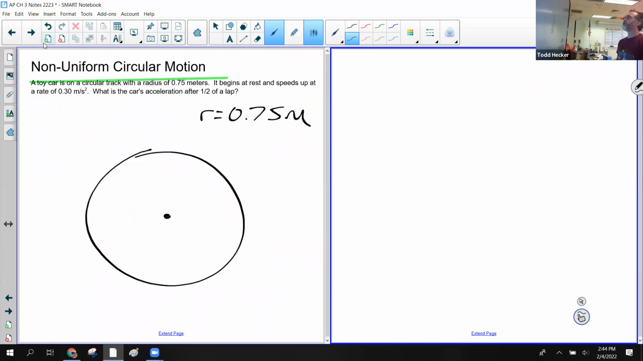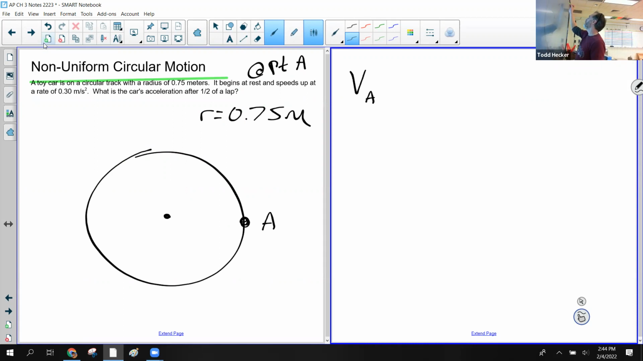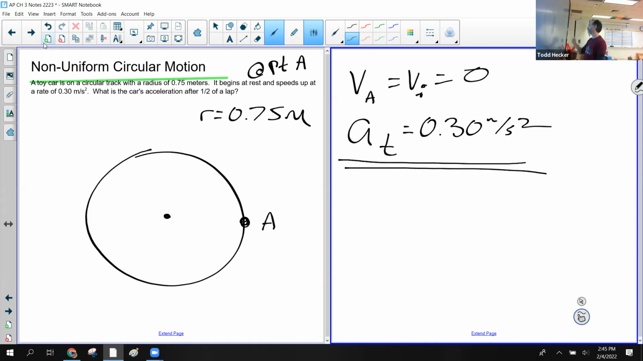All right. Let's see. It begins at rest. I'm wishing that I'd written this problem a little bit differently. Let's suppose that it begins at rest at point A. I'm going to go ahead and put point A right here. All right. So there's point A. It's going to begin at rest there. Okay. So the velocity at point A, i.e. our initial velocity, is 0. All right. And then it speeds up at a rate of 0.3 meters per second squared. So that's telling us our tangential acceleration is 0.30 meters per second squared. Remember, this is the rate at which it speeds up or gains velocity, right? Or loses, I guess, but in this case, it's positive, right?